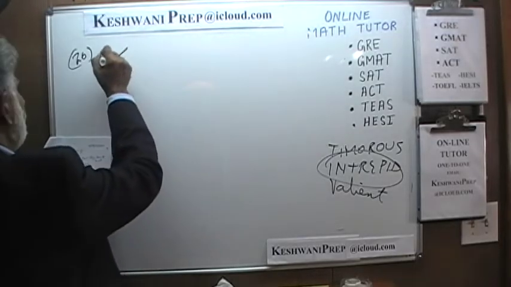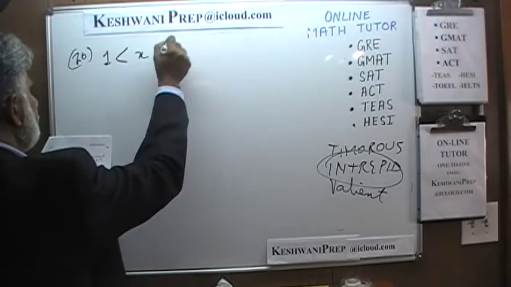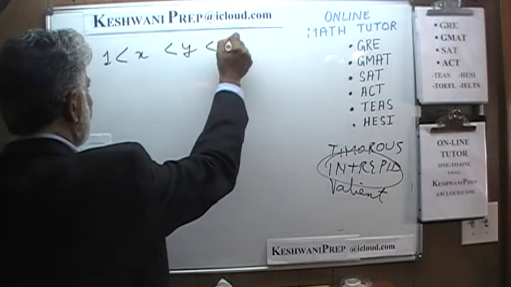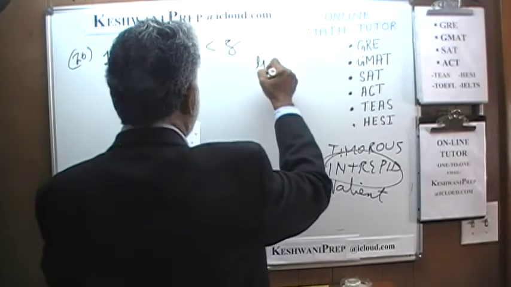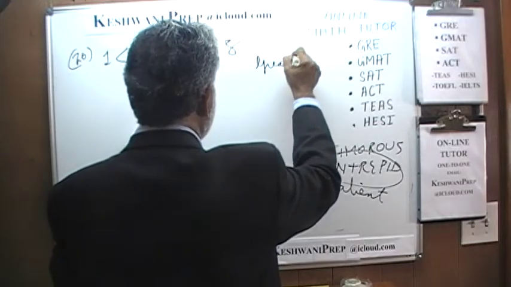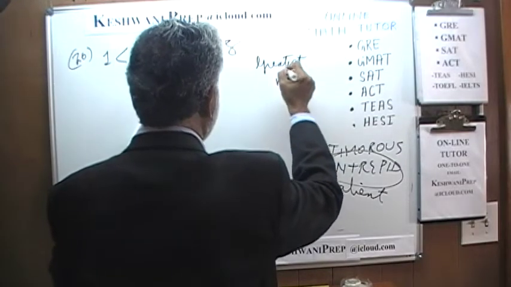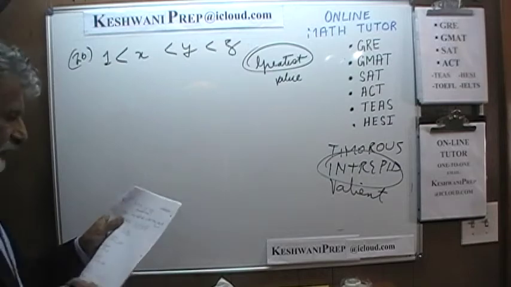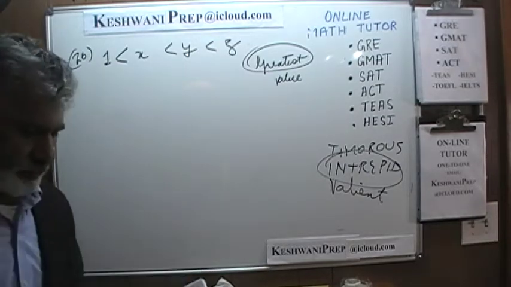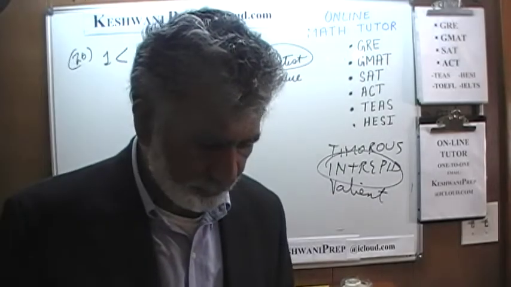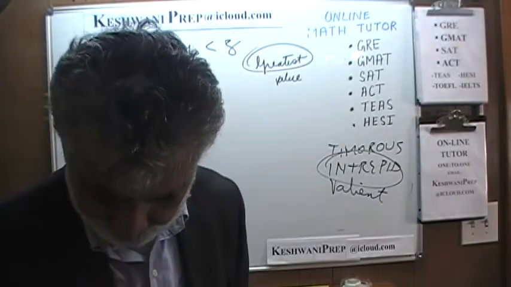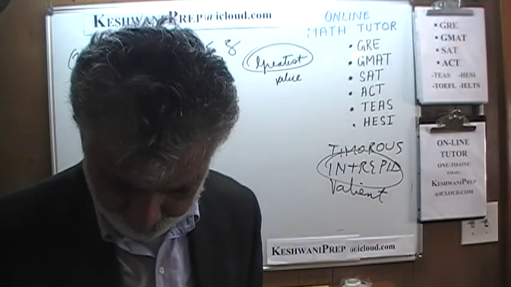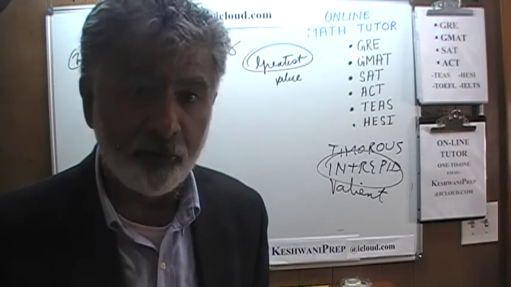In 26, we are told that 1 is less than x, which in turn is less than y, which in turn is less than z. And we're looking for something that has the greatest value among the 5 answer choices. Now, what I found interesting here is that it says if 1 is less than x and x is less than y, which in turn is less than z, which of the following has the greatest value?